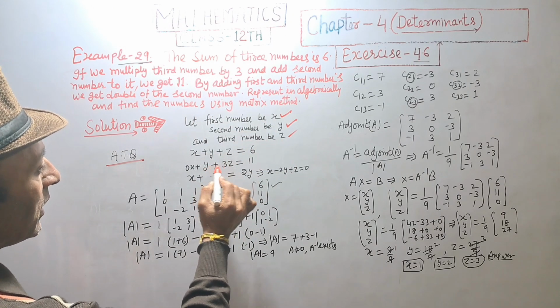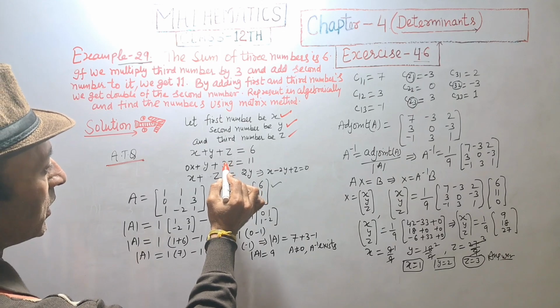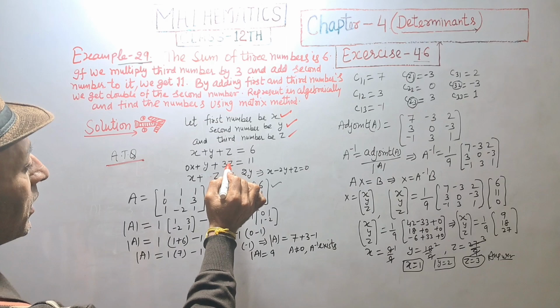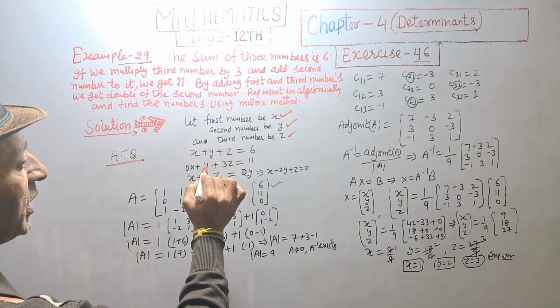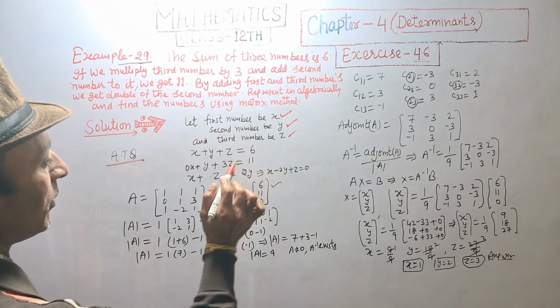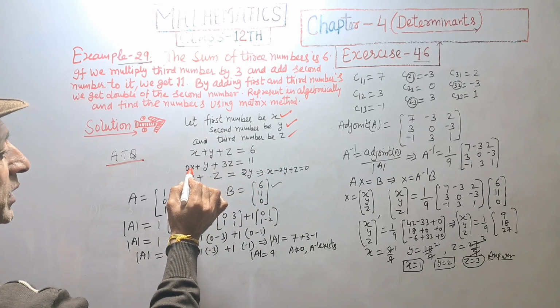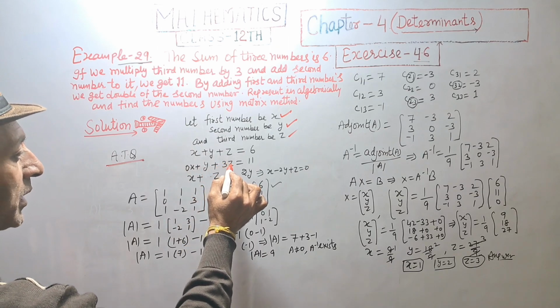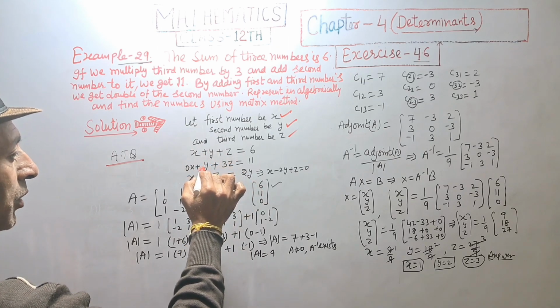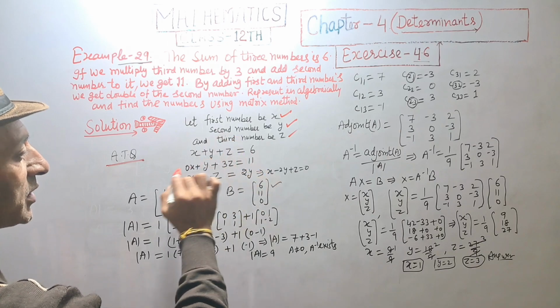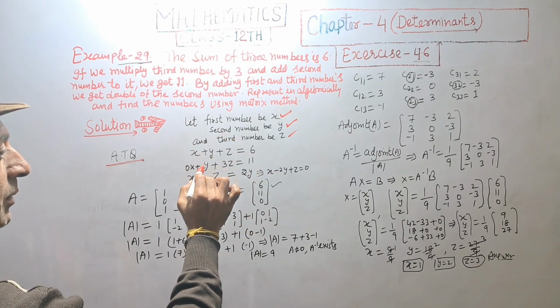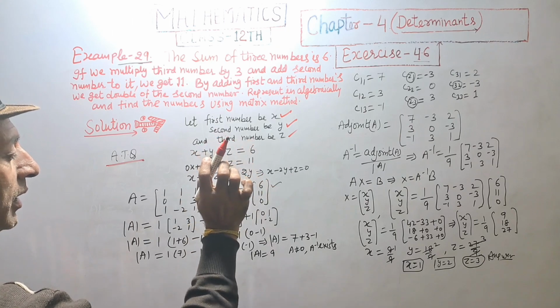We multiply the third number by 3, that is 3 into z, and adding the second number y, we get 11. 0 into x is equal to 0. So 3 multiplied by the third number and adding the second number y, we get 11. It's equation number two, that is 0x plus y plus 3z is equal to 11.